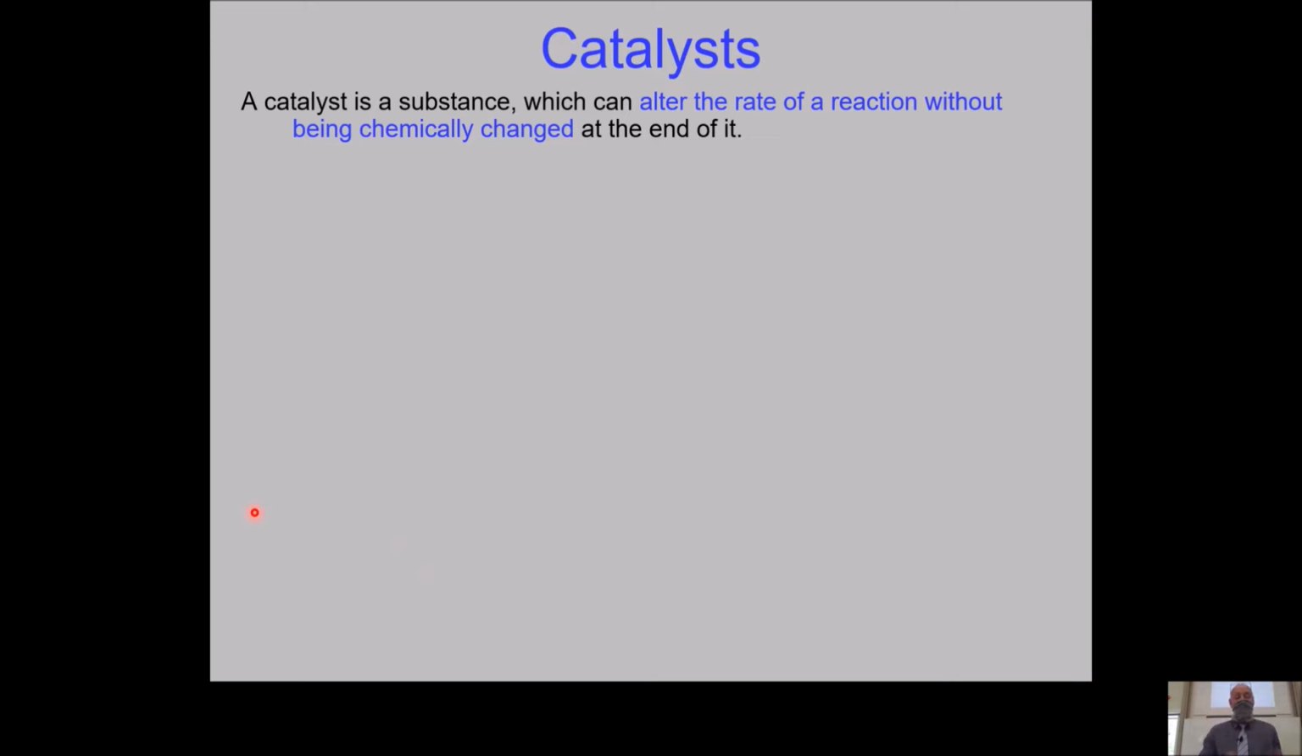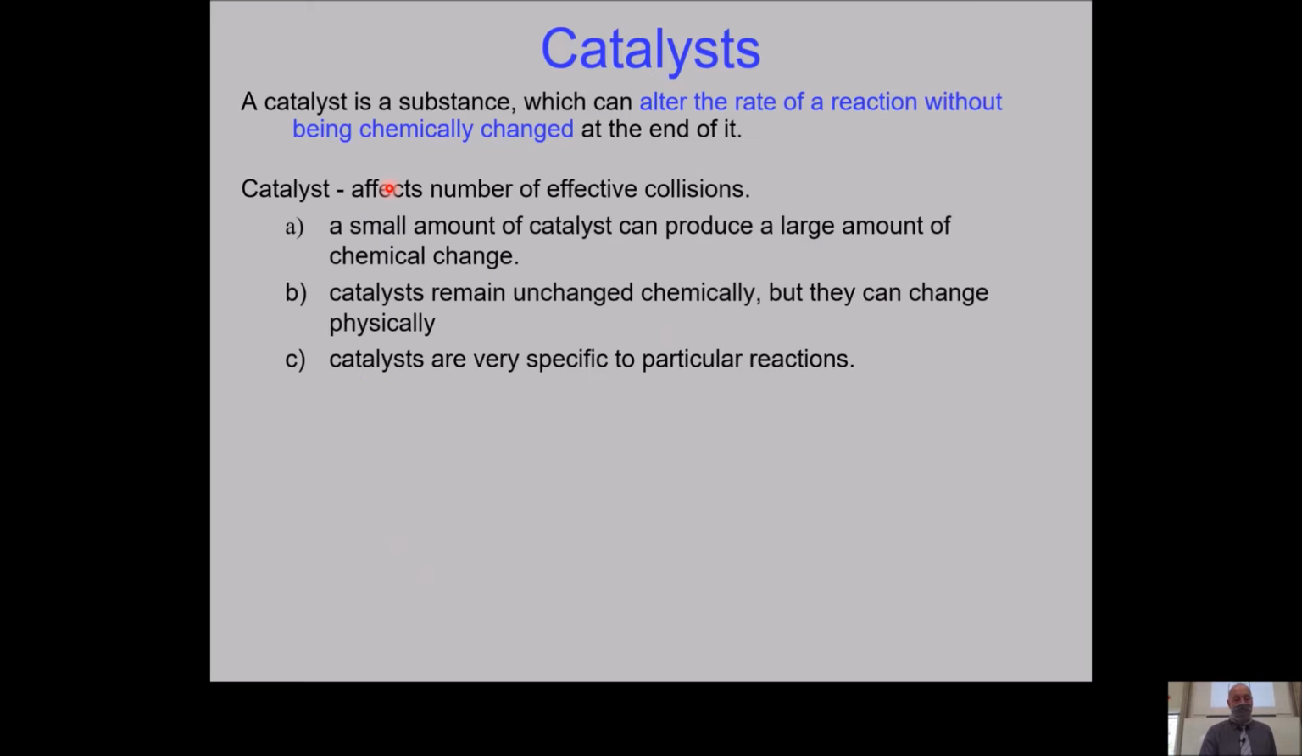So what's a catalyst? A catalyst is a substance which can alter the rate of reaction without being chemically changed at the end of it. Right? You need to learn that definition. It's another one that we're going to be asking you. And there's all sorts of catalysts. Now, how do catalysts work? Well, if they're going to change the rate of reaction, they need to affect the rate of successful collisions, or the rate of effective collisions. There's just a few points about catalysts which are important. And obviously we can ask you those at any point.